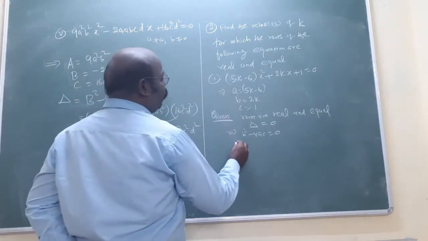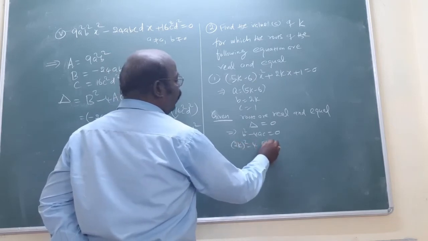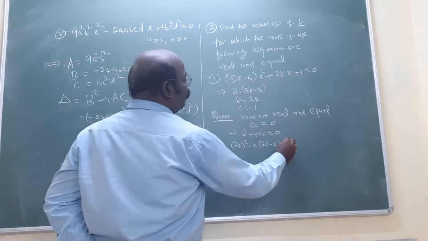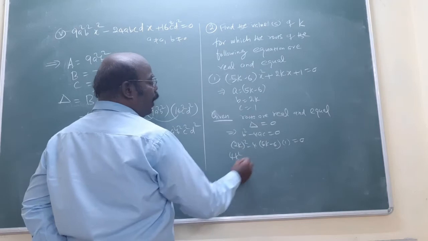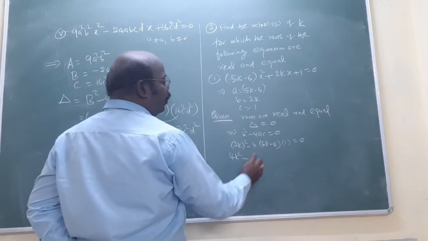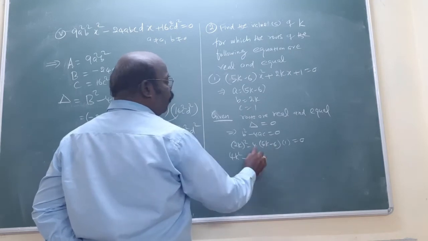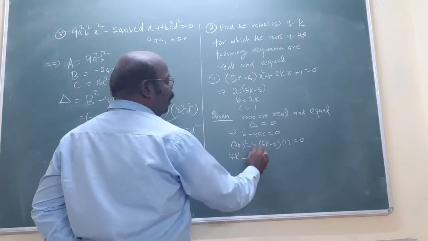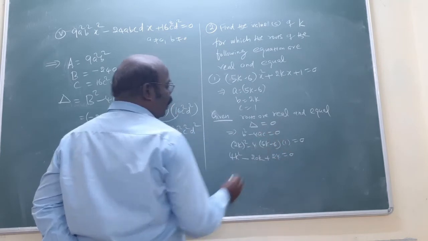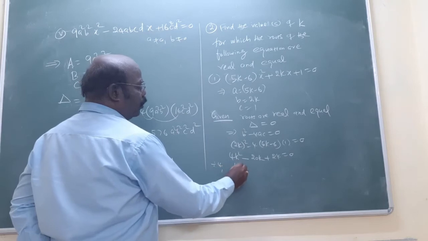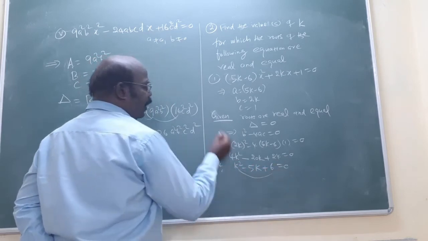Substitute here: b square is 2k whole square, and 4 into (5k minus 6) into c, which is 1. 2k whole square means 4k square, minus 4 ones are 4, 4 fives are 20k, and 4 ones are 4, the minus 6 gives plus 24. Now divide by 4: k square minus 5k plus 6 equals 0.